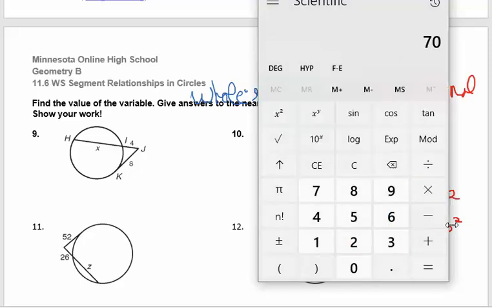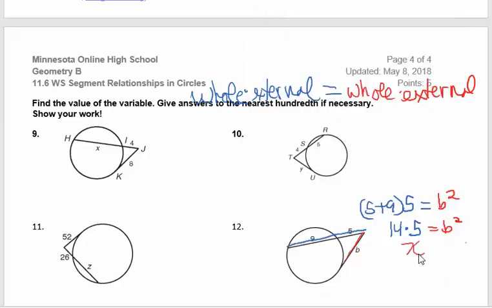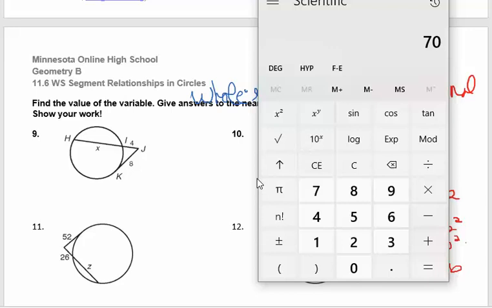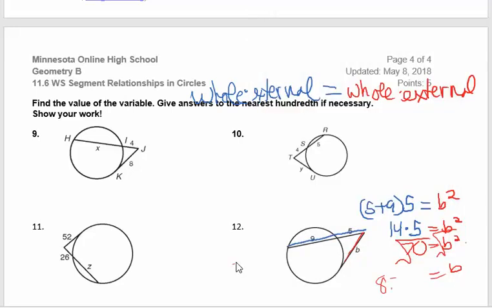And then we'll have to take the square root of 70 to find the answer. Because if 70 equals b squared, we have to find b, so we take the square root to find what b is equal to. So the square root of 70 is 8.3666. And then they don't ask me to find anything else because b is really the tangent. It's the only other part we'd have to find.